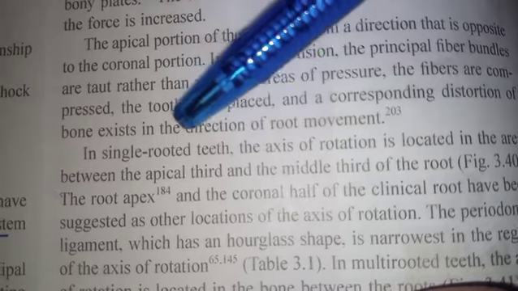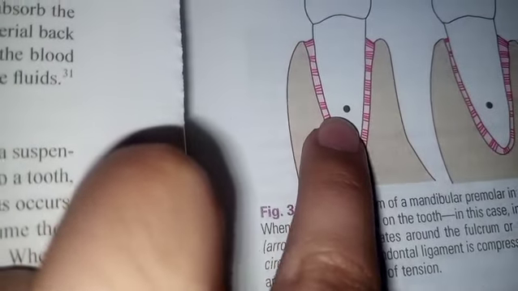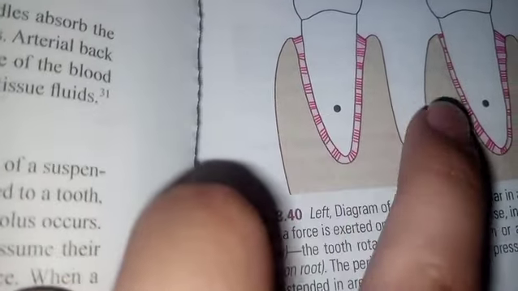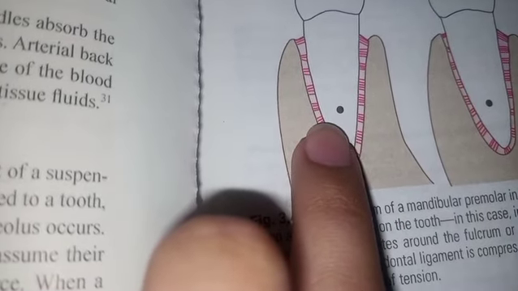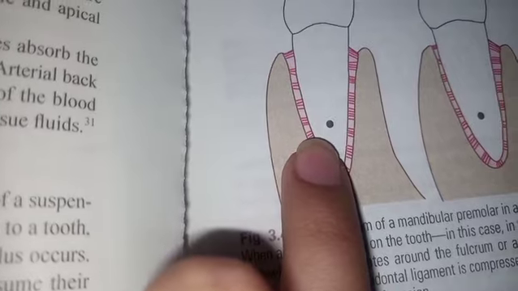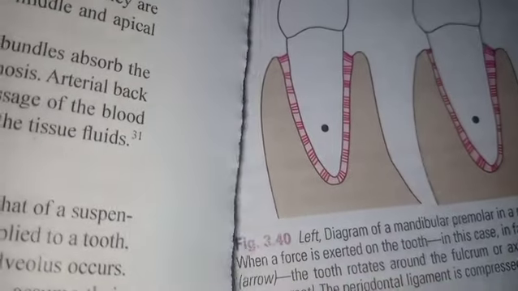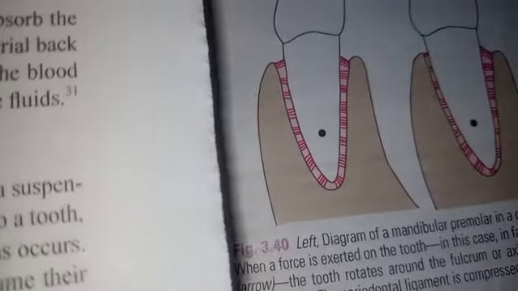What happens in single-rooted teeth? The axis of rotation is located here. I will show you a picture. This is the axis of rotation in a single-rooted tooth. Basically, it is present between the apical third and middle third of the root.